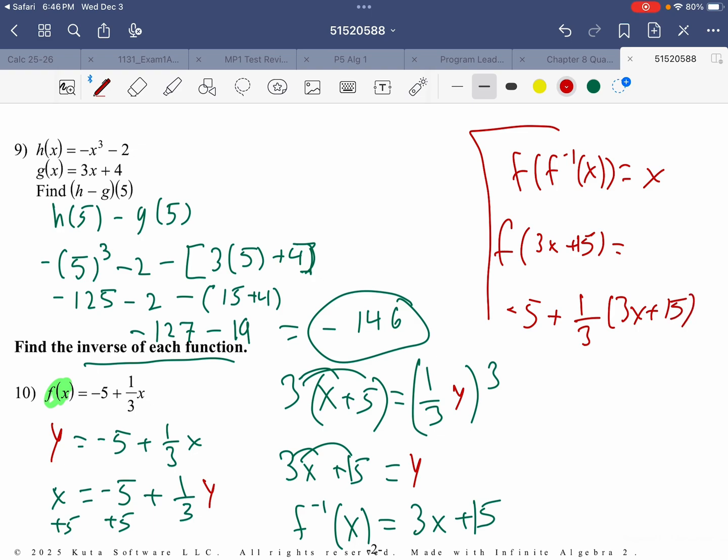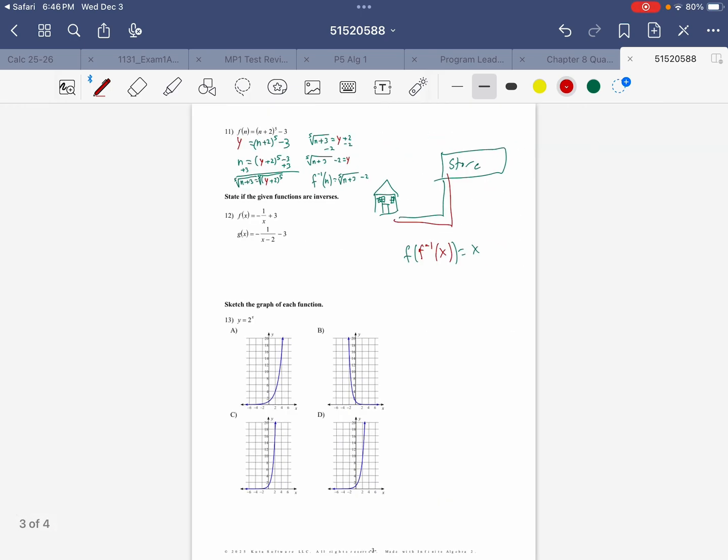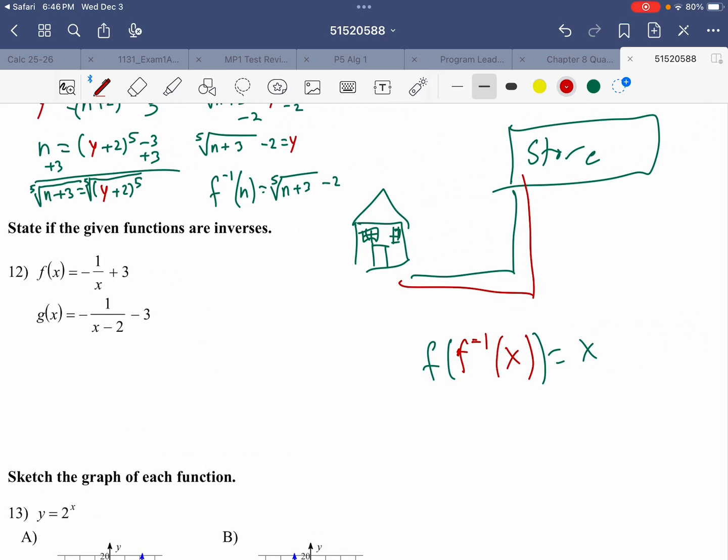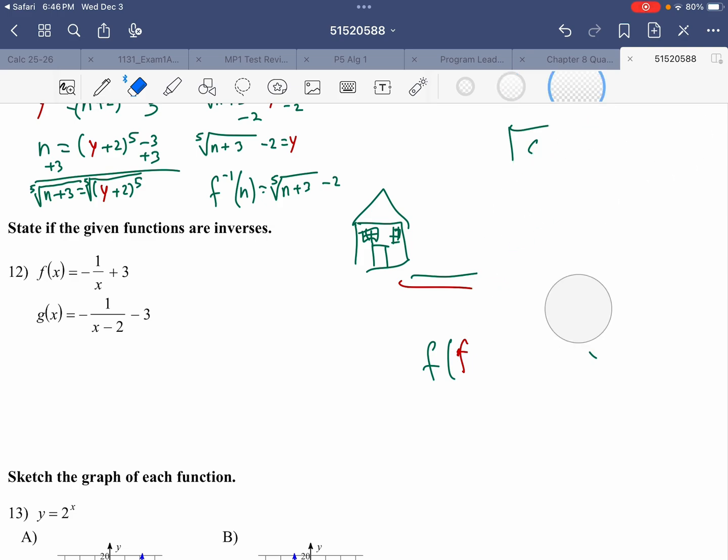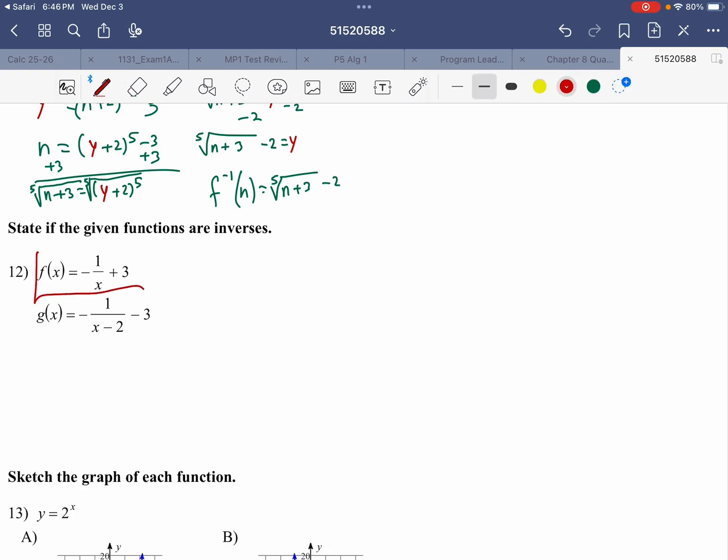And so when we distribute the 1/3, this should be -5 plus x plus 5, or just x. So with this one here, because it was kind of complicated and it's difficult to show that it's the inverse or not, another route we could show, instead of trying to do f of the inverse of x, we could just find the inverse. If we're doing this correctly, when I find the inverse of f, I should be able to get g of x.